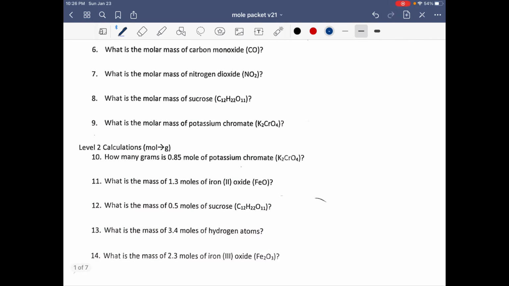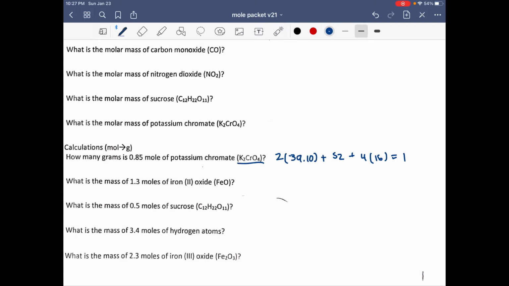Okay, for the next section, how many grams is 0.85 mole of potassium chromate, K2CrO4? The first thing we need to do is find the molar mass in grams for K2CrO4. So we have 2 potassiums plus 1 chromium, which is 52, plus 4 oxygens this time, which gives us 194.2. So that's the molar mass of this. But they're only asking for 0.85, so we need to find what this is in grams.